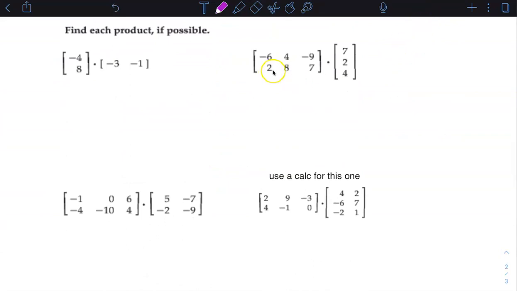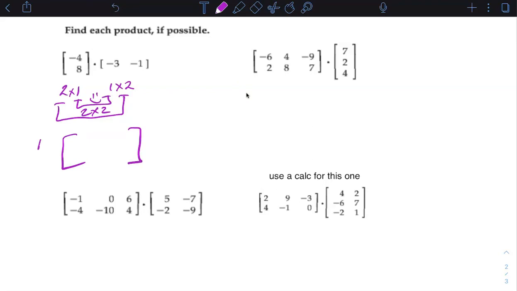And let's do a few of these. So this one, again, first thing we have to check is whether we can. This is a 2 by 1, 2 rows, 1 column. And this is a 1 by 2, 1 row, 2 columns. We can multiply these two since they match, and you get a 2 by 2. I'm going to do this one the same way I did the first one. Then I'm going to try a different way for the next couple that I also kind of like.